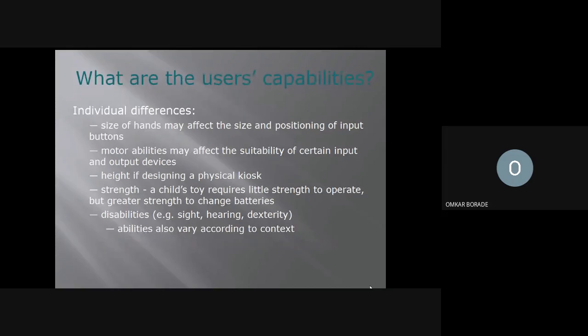What are the users' capabilities? Individual differences. Size of hands may affect the size and positioning of input buttons. Motor abilities may affect the suitability of certain input and output devices. Height, if designing a physical kiosk. Strength: a child's toy requires little strength to operate, but greater strength to change batteries. Disabilities, for example sight, hearing, dexterity. Ability also varies according to context.